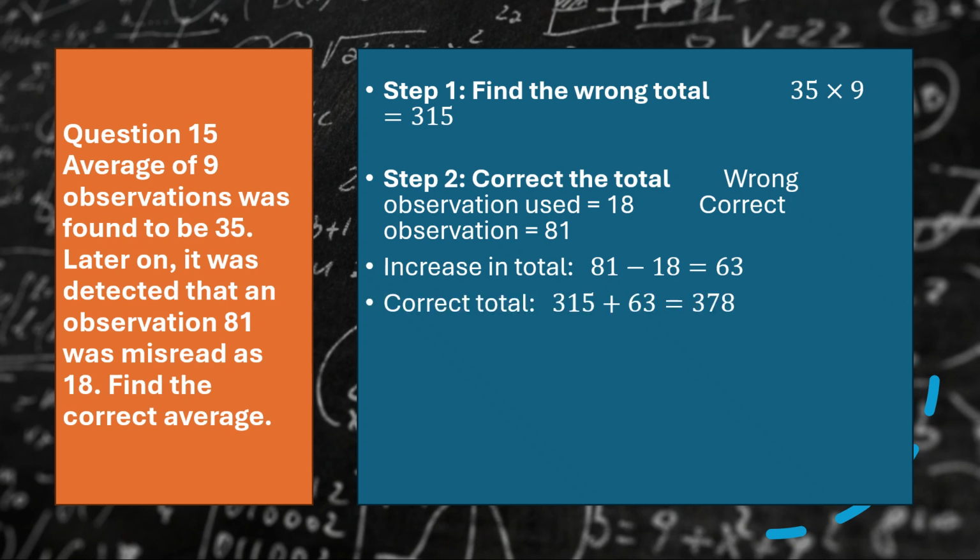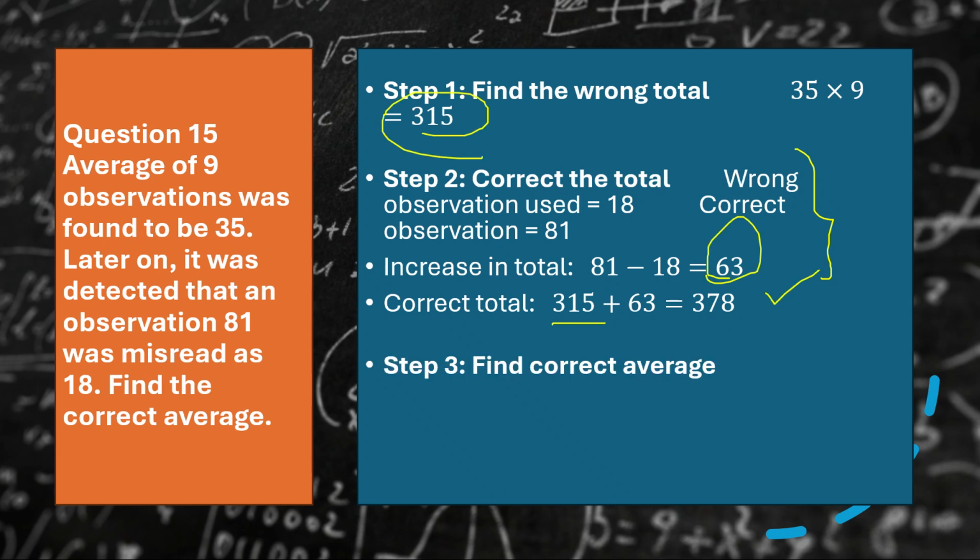So, what is the correct total here? So, what you have to do? First, you have to follow these steps. Then, 315 plus 63 will give you 378. So what is the correct average, students? It is 378 divided by 9, because the number of observations is 9. So it will give you 42. So that's your final answer.